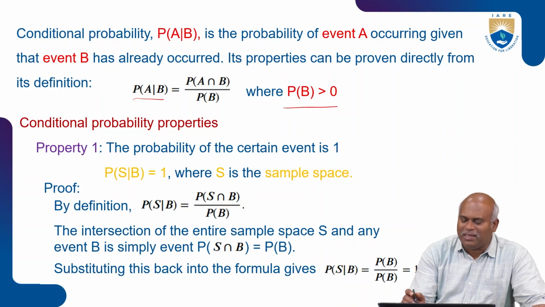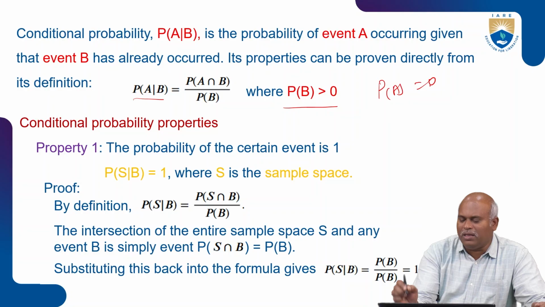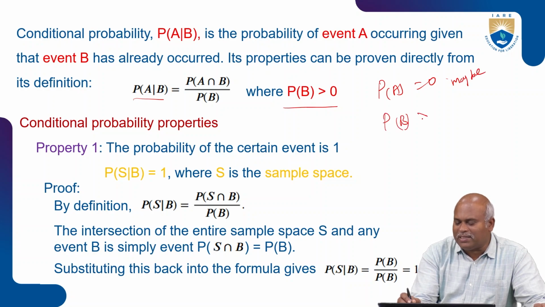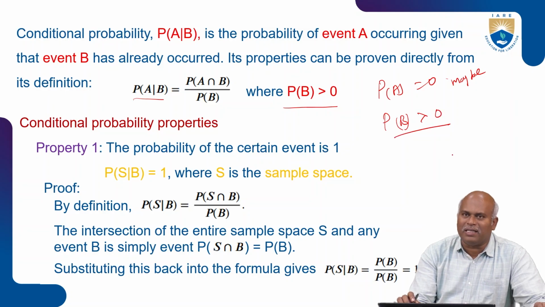Based on the case of P of B greater than 0, that means event B has already occurred in the condition of probability. In that condition, P of A may be 0, there is no problem. But P of B is always greater than 0, it is not 0. Only then is the conditional probability satisfied.